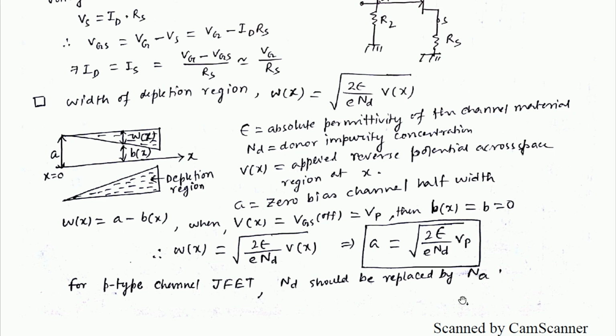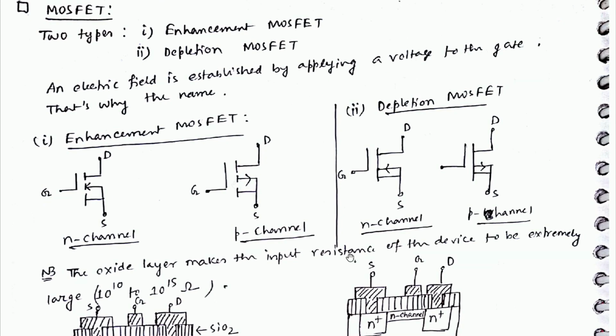MOSFET. Two types of MOSFET are the enhancement MOSFET and depletion MOSFET. An electric field is established by applying a voltage to the gate. That's why the name MOS field effect transistor, metal oxide field effect transistor. Enhancement MOSFET and depletion MOSFET.